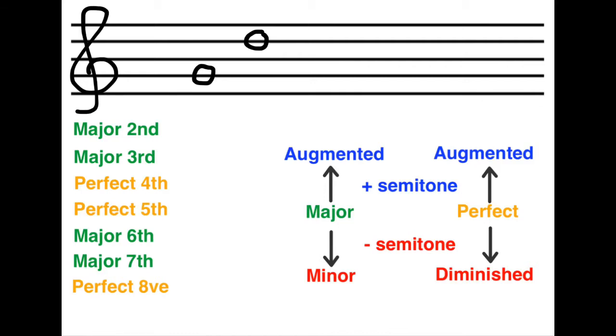Okay. So if you wanted to know the distance or the interval between G and D, you count from G up to D. So G would be 1, A would be 2, B would be 3, C would be 4, and D would be 5. So you know that the distance between that G and the D is going to be a fifth. Okay? You don't know what type of fifth yet because that's what the bottom half of this slide deals with, the type of fifth, but you know that it's a fifth of some description. Okay? So it is a fifth.